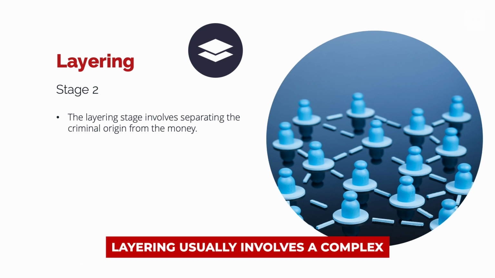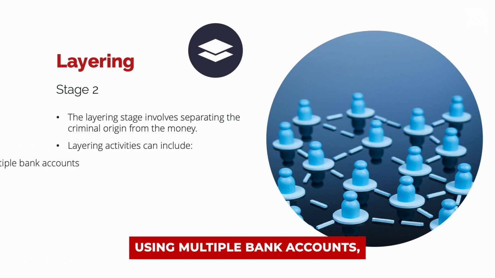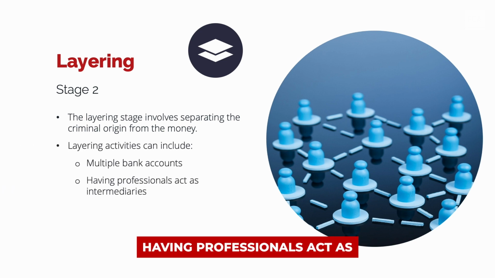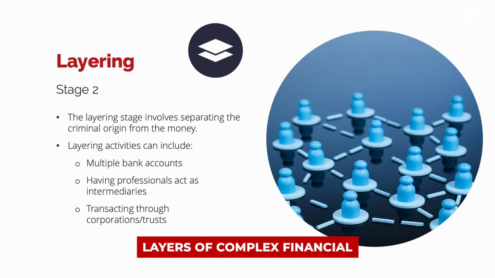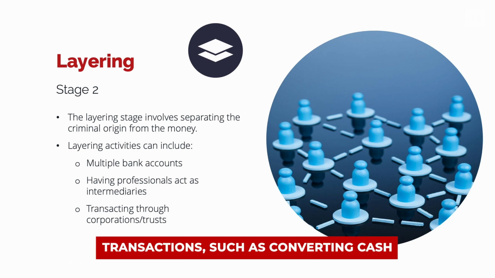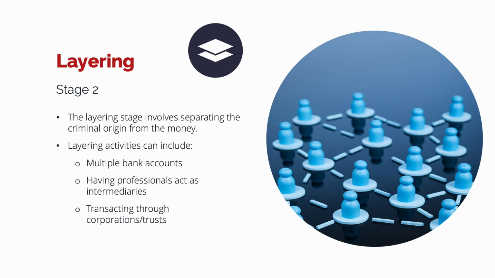Layering usually involves a complex system of transactions designed to hide the source and ownership of the funds. Layering activities can include using multiple bank accounts, having professionals act as intermediaries and transacting through corporations and trusts, layers of complex financial transactions such as converting cash into traveler's checks, money orders, wire transfers, letters of credit, stocks, bonds, or purchasing valuable assets such as art or jewelry. These transactions are designed to disguise the so-called paper trail or audit trail and anonymize the criminal's identity.